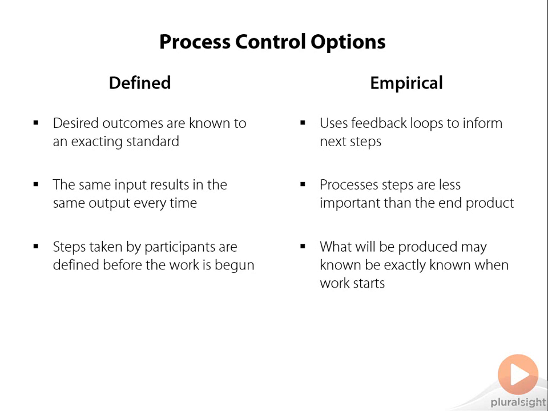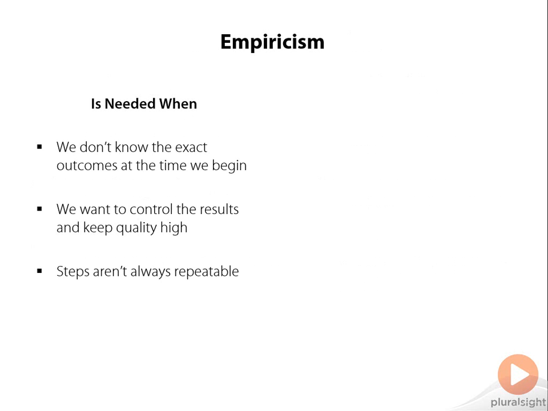However, in more creative work, where we're creating a unique outcome, we need a very different process control system. We need an empirical one. And this, of course, is where Scrum lives. On the left of the slide, you can see some circumstances in which an empirical system might be a better way to manage our activities and our work.